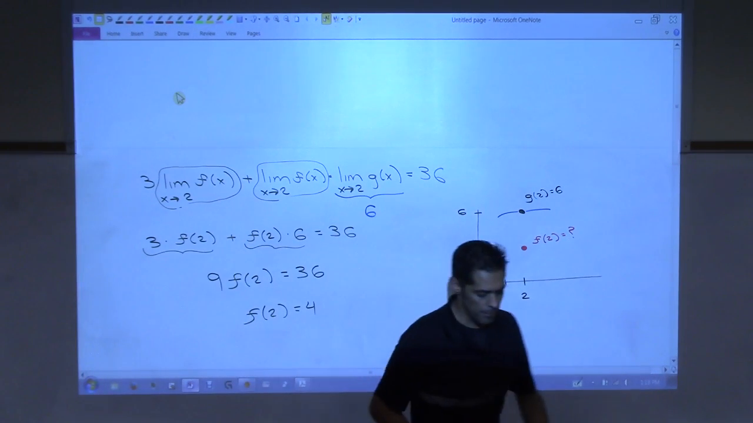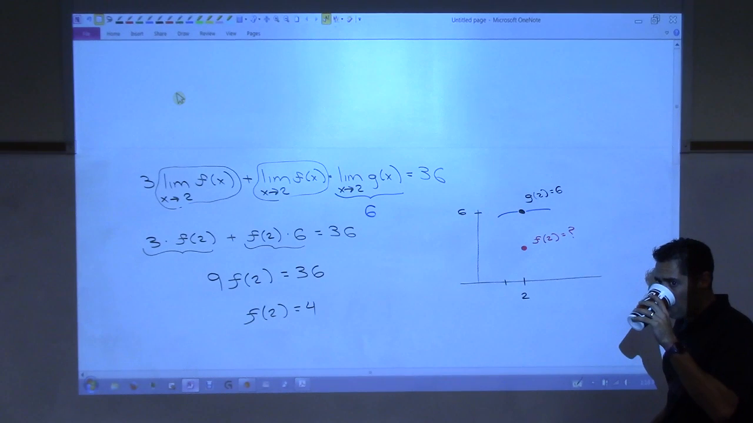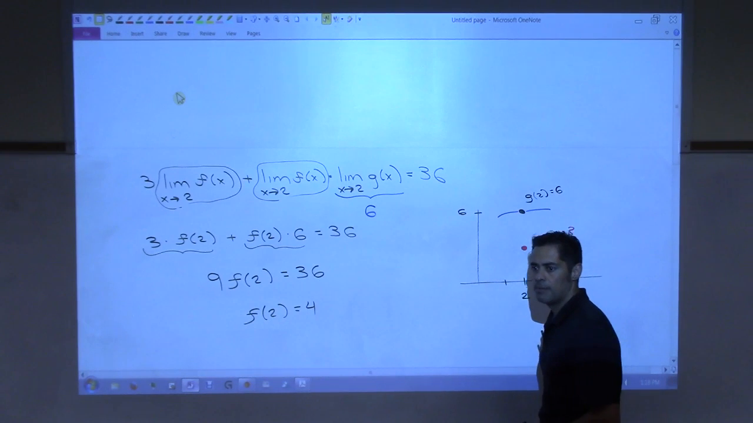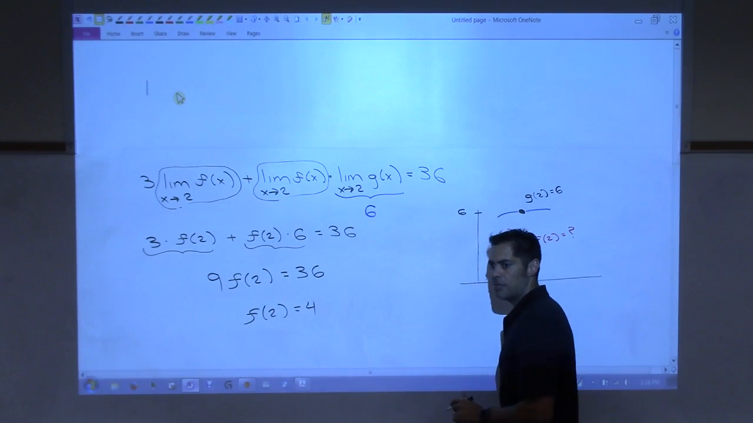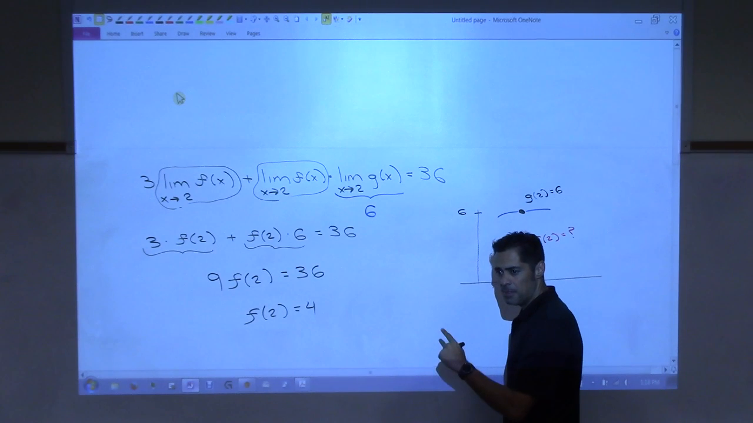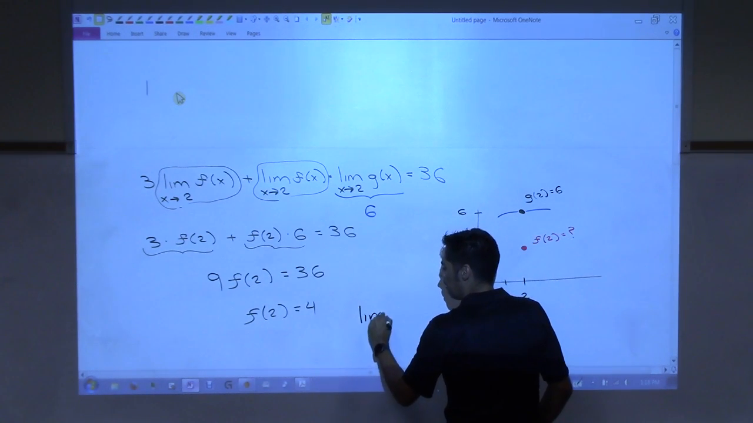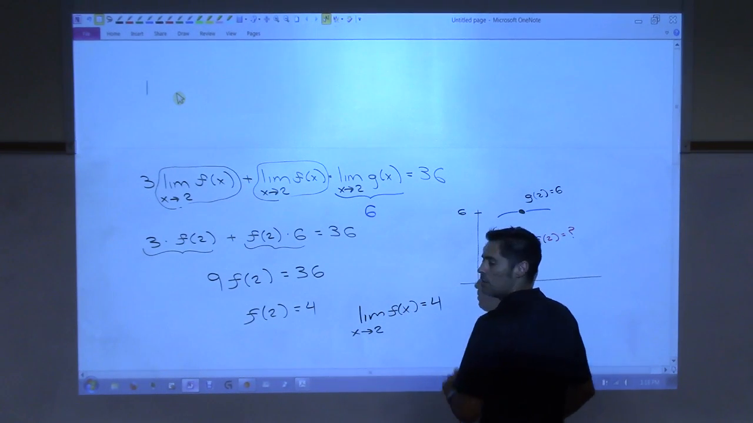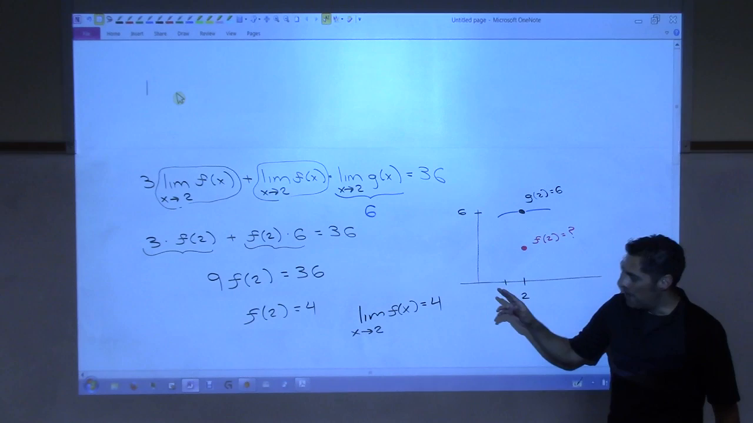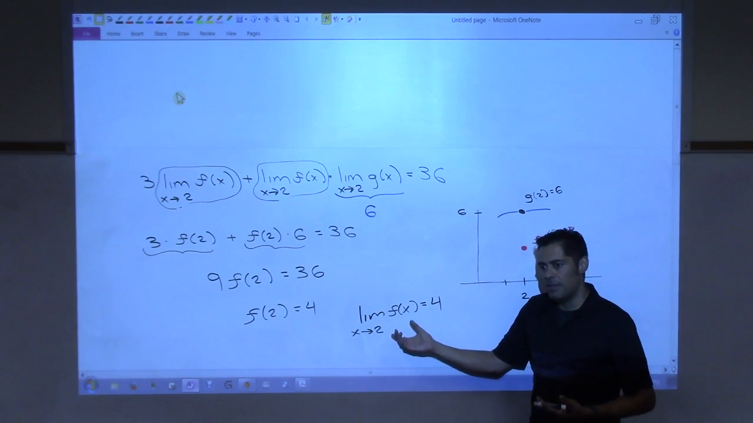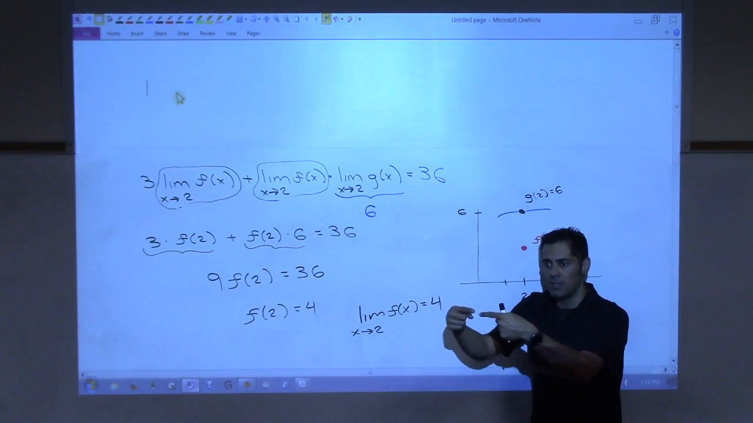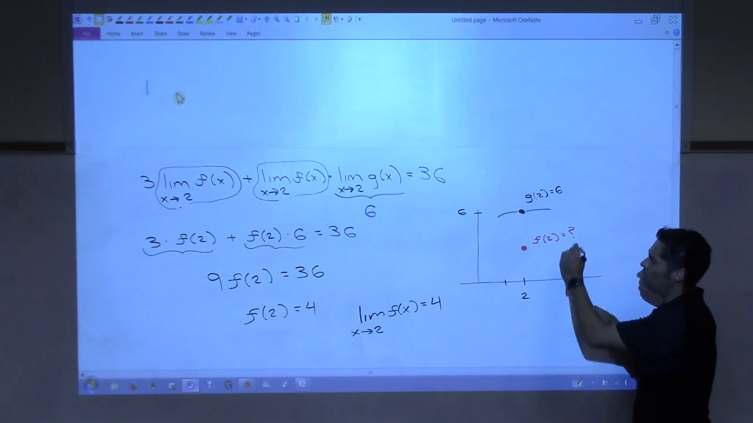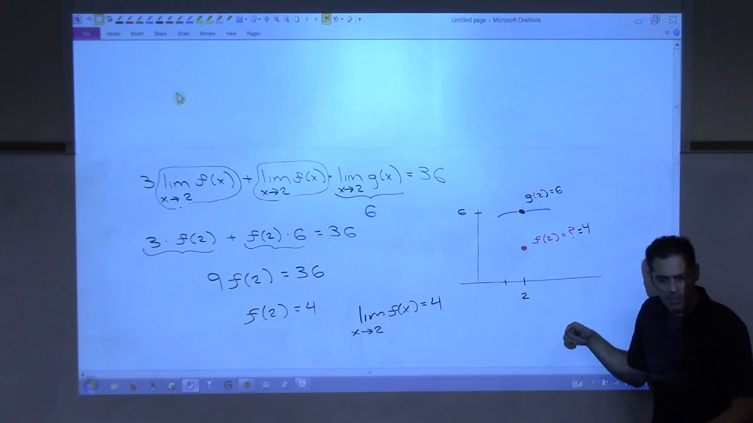Yes? When I realized those two were variables, I just put 9 times the limit as x approaches 2 of f of x equals 36. Yes. Okay. And then you could have divided both sides by 9, and you would have had the limit as x approaches 2 of f of x must be 4, right? And from that, you need to be able to say, well, look, if it's continuous, wherever the function heads is also what it's defined to be at 2. So that's why f of 2 would also have to be 4. Does that match up with the book's answer?